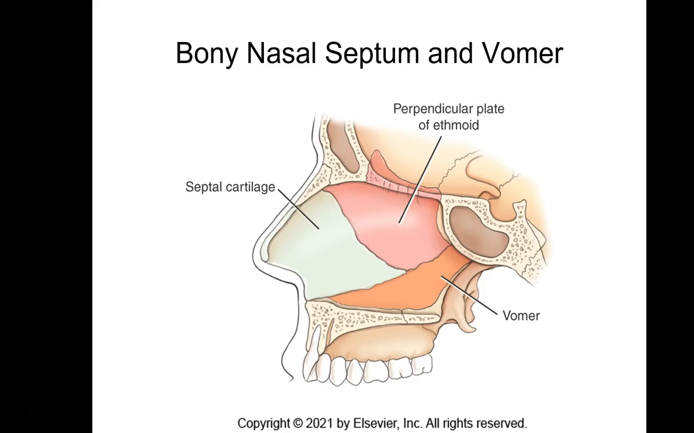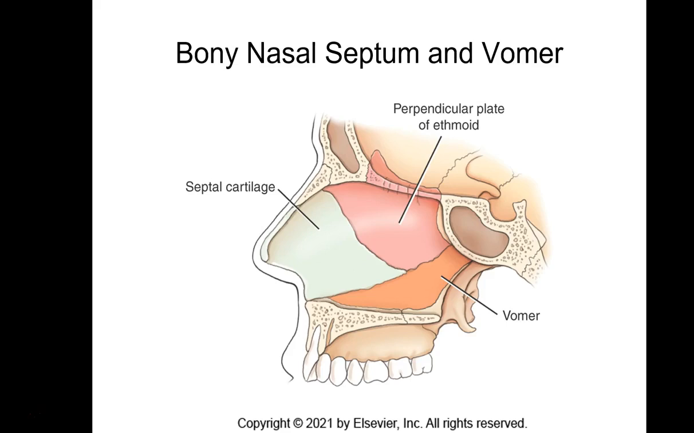A deviated nasal septum describes the clinical condition where the nasal septum is displaced laterally from the midline of the nose. This deviation usually occurs at the site of junction between the septal cartilage and the vomer. So again, if you have a deviated septum, it usually takes place right about here, and that simply means that the septum is deviated laterally to the right or to the left. A severe deviation can entirely block the nasal passageway, making breathing through the nose impossible.